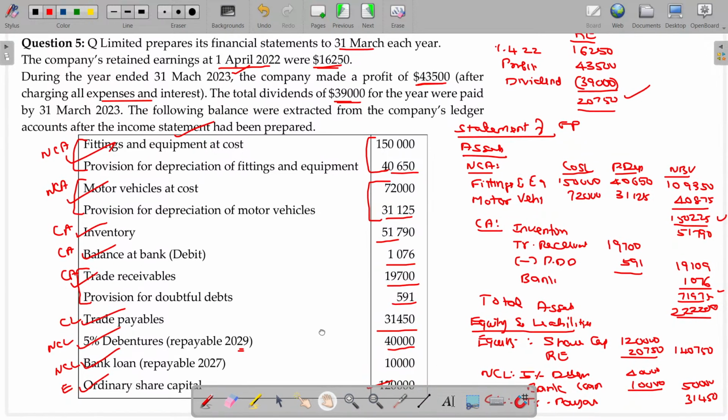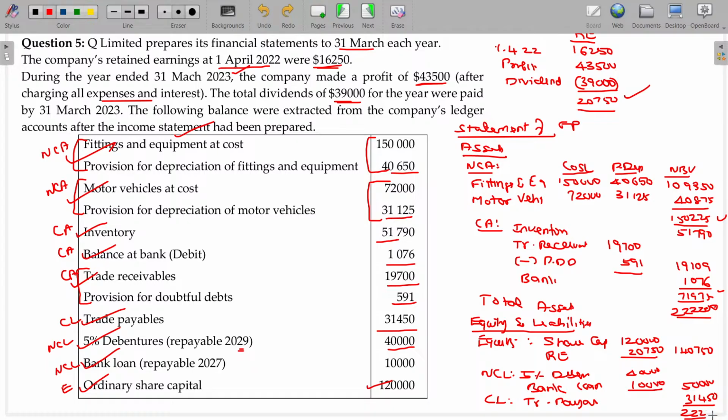Okay. If you total this, you will be getting the total matching to the total assets. 2,22,200. This will be the total equity and liabilities. Okay.